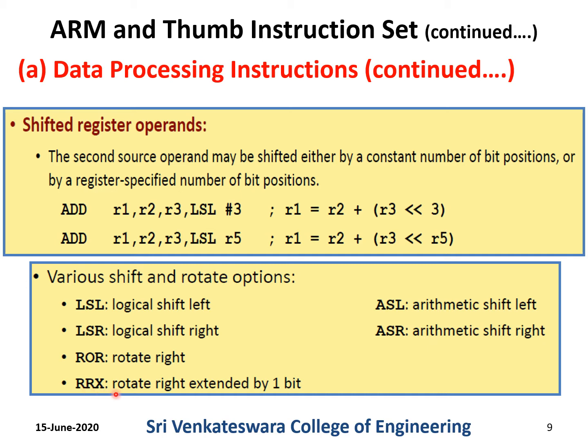Now rotate right extended by 1 includes the carry bit also. So apart from the 32 bits residing in the register, the carry flag is also considered as one of the bits, and the rotate is done. So the illustration is given in the next slide.